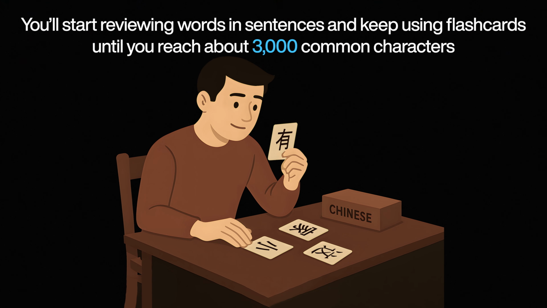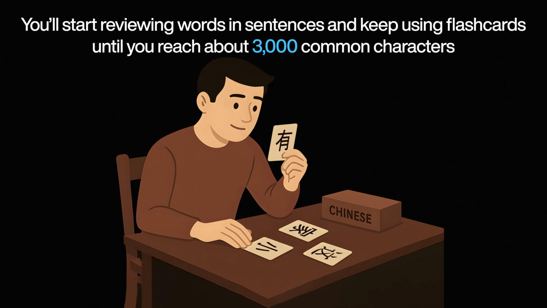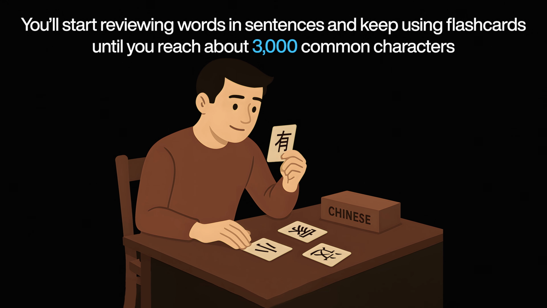So as you approach 1,000 words, you'll be ready to begin reviewing words in context of example sentences while continuing to use flashcards to review the characters you're learning, which you should continue to do until you reach roughly 3,000 common characters. That will take you to any level of fluency and literacy that you need.